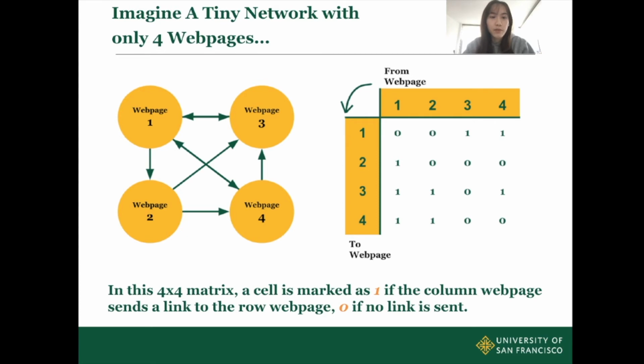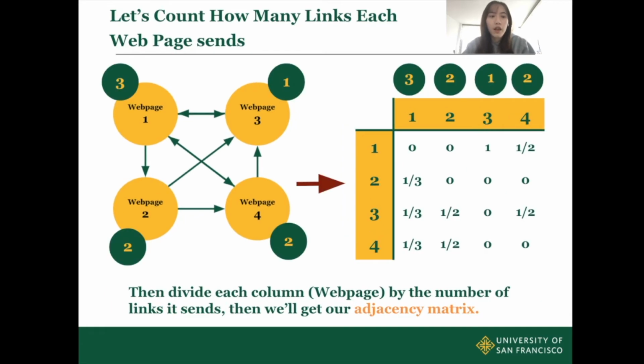For each cell of the matrix, it will be 1 if the column sends a link to the row, otherwise it will be 0. And then let's count how many links each web page sends, then divide each column by the number. Then we'll get our adjacency matrix, which is very important.